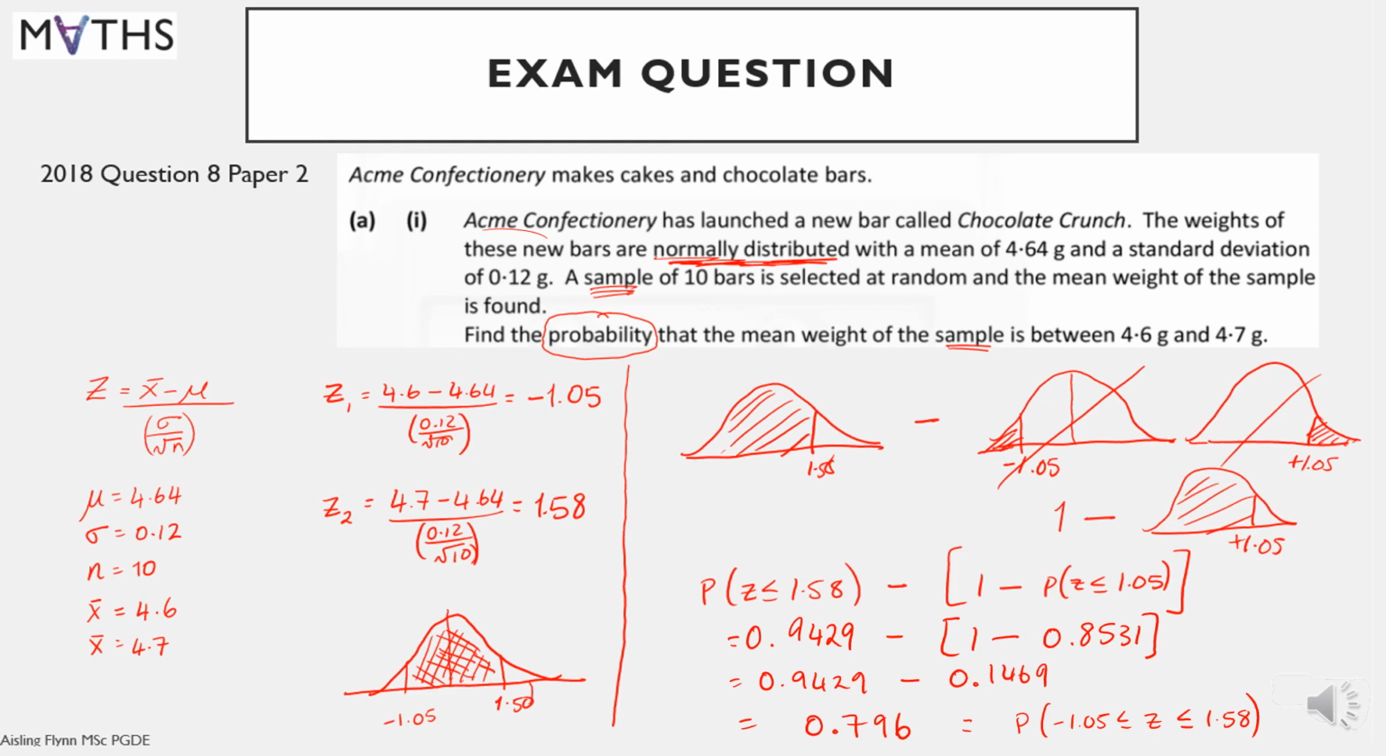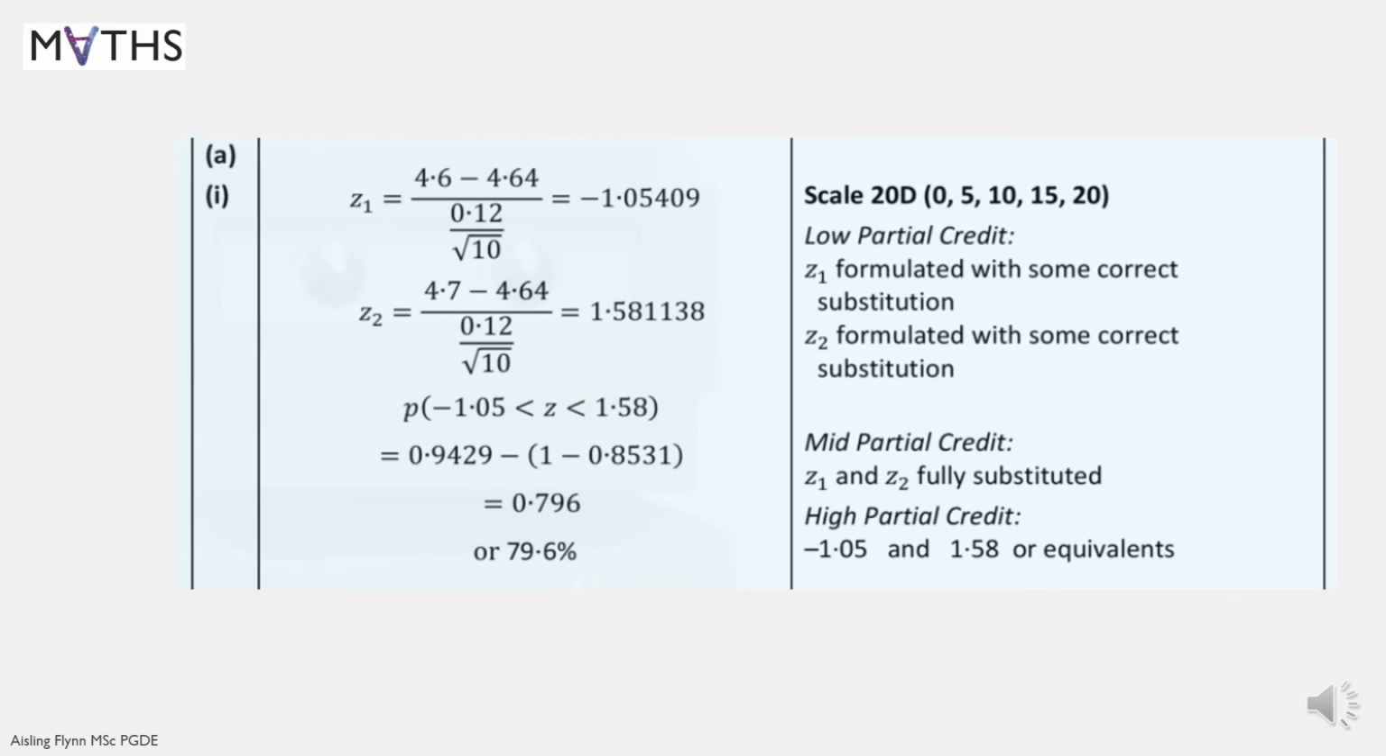Okay, now out of interest, on the next slide I have the marking scheme for that part of the question. And you see that there are 20 marks going for that first part of part A. Okay, so 20 marks, good chunk of it. All right, so here we see our z-scores, which we calculated correctly, and our probabilities that we got from our tables correctly, and our 0.796. Notice that there are opportunities to gain partial marks, 5, 10 or 15.